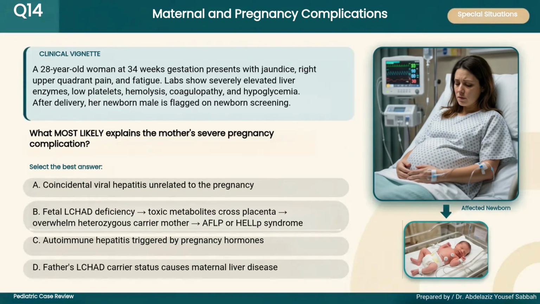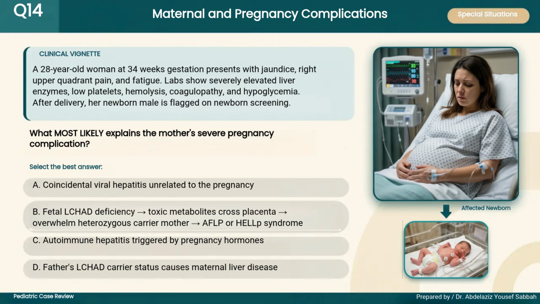Question 14. A 28-year-old woman at 34 weeks of gestation presents with jaundice, right upper quadrant pain, and fatigue. Laboratory tests show severely elevated liver enzymes, low platelets, hemolysis, coagulopathy, and hypoglycemia. After delivery, her newborn male is flagged on newborn screening.